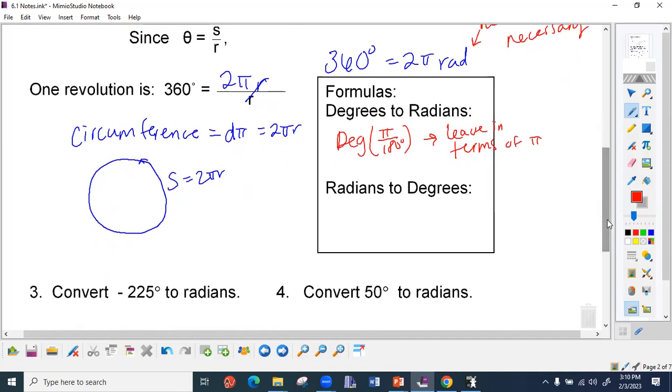Now, if we want to go radians to degrees, it's going to be the radians, but instead of pi over 180, we're going to multiply by the reciprocal of that. So we're going to multiply by 180 degrees over pi. The reason why you're doing both of them is that in degrees, we're trying to cancel out the degree units. In radians, we're trying to cancel out the radian units. All right, and if it's not stated, we're typically going to round to 2 decimal places.